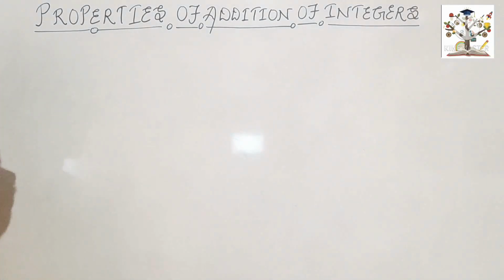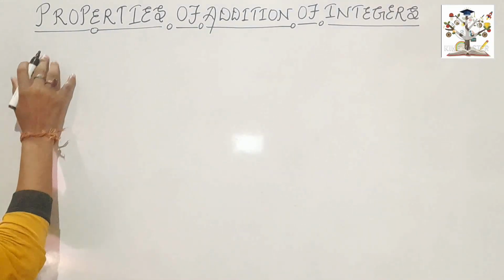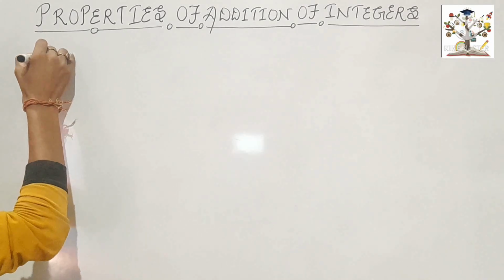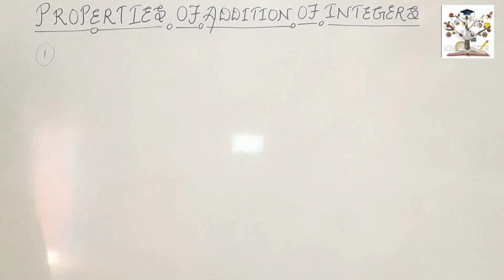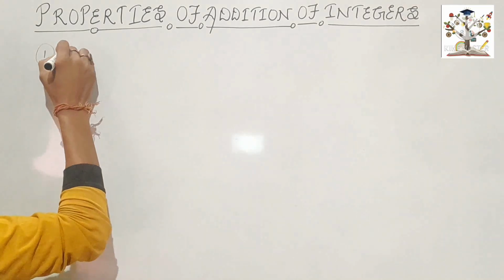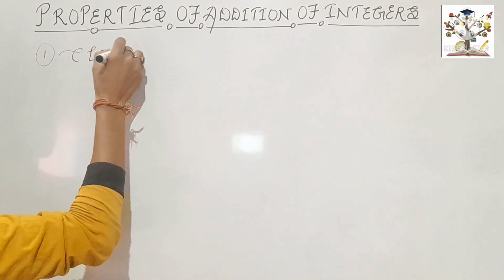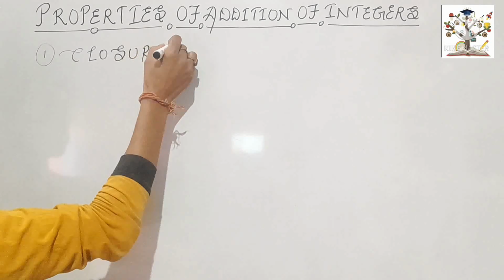Okay. So let's move on to the video and start with property number 1. The first property in the properties of addition is closure property.